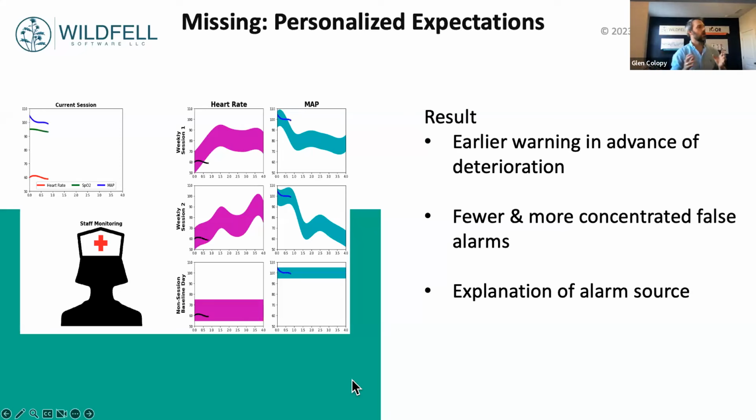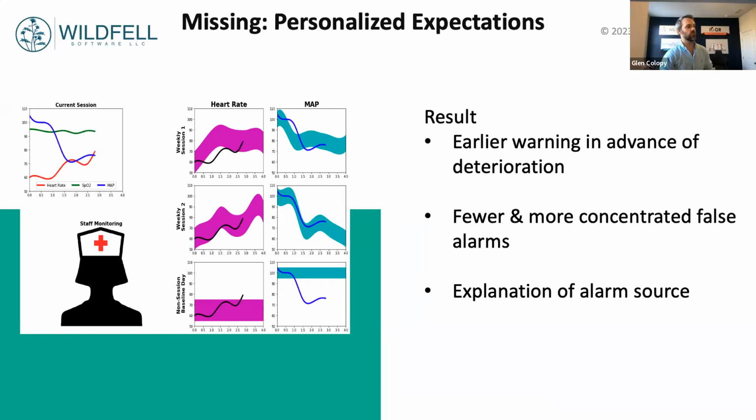So the result of this is that when we have these types of methods, we can have things like earlier warning in advance of deterioration. This isn't something that I'll really get into, but it's not necessarily just about classifying when a patient is sick. It's about giving a clinician enough early warning that you can then have a clinical intervention and save them.